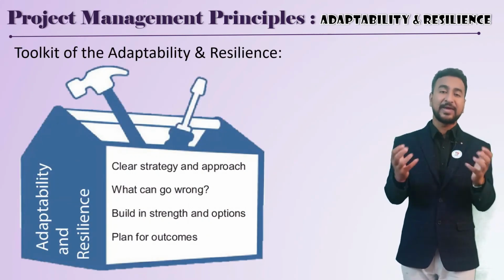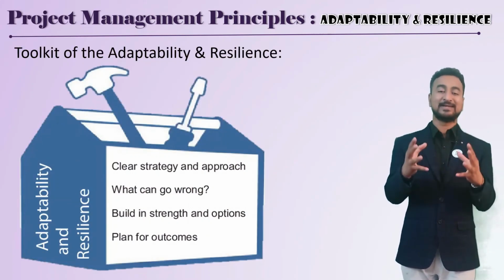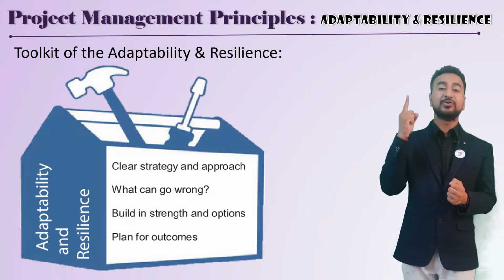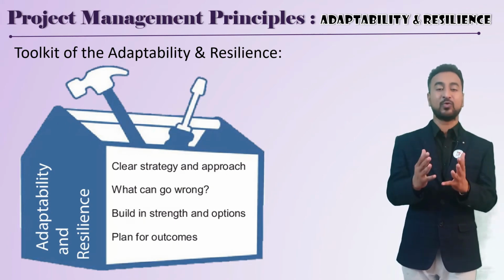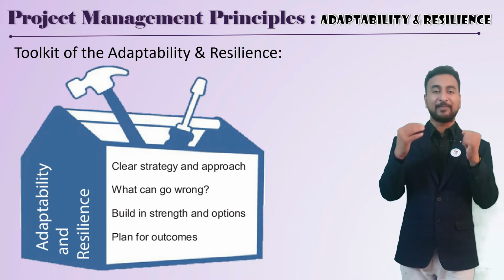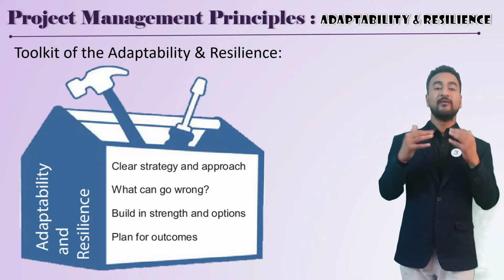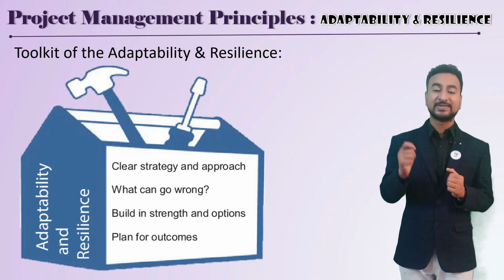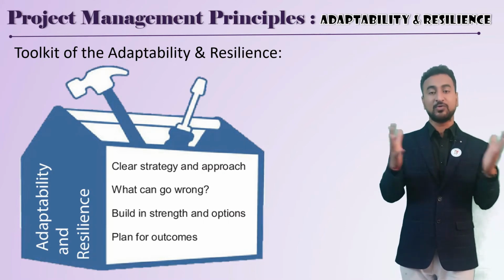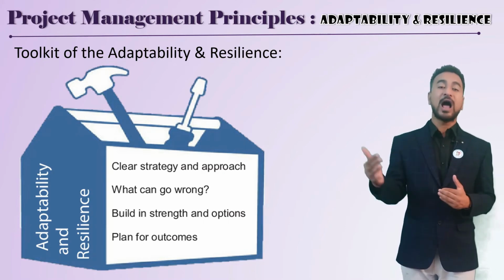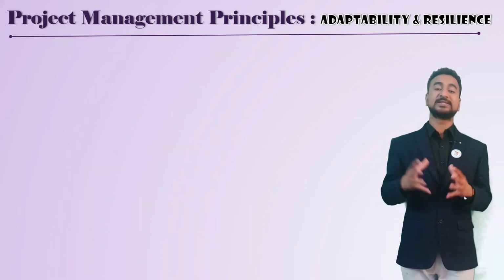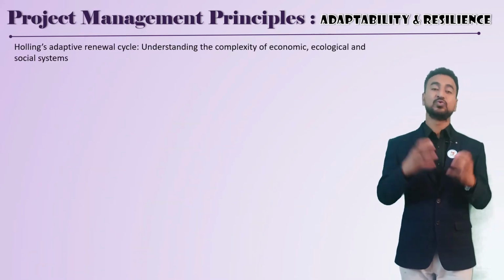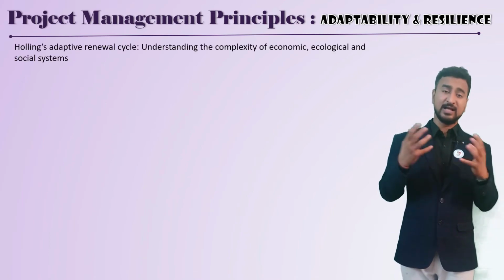To make your organization adaptable and resilient, what is required? You need a clear strategy and approach. Ask what can go wrong, make predictions with all assumptions, build in strengths and options you have available, and plan for outcomes rather than output. This is the toolkit that helps you achieve those characteristics.